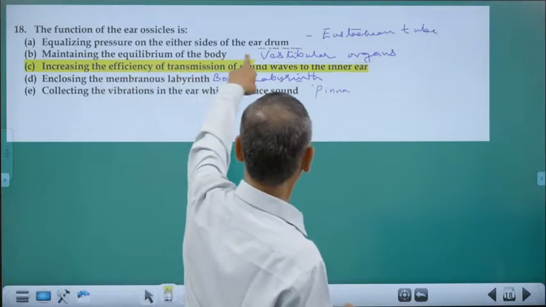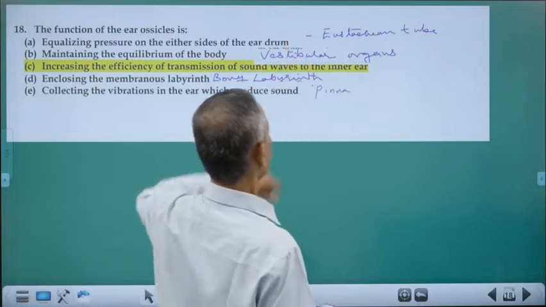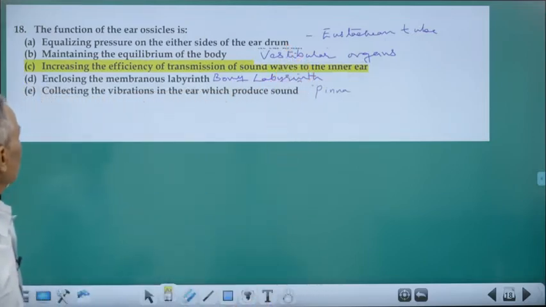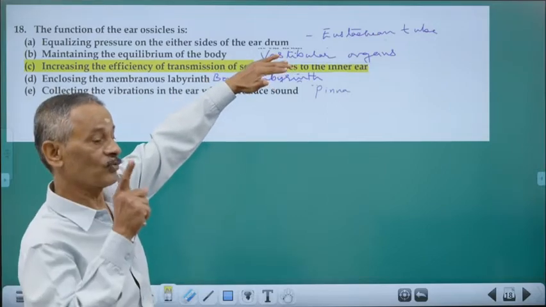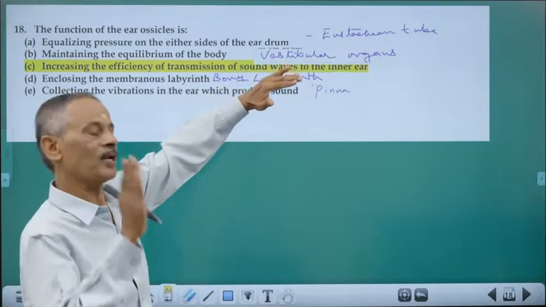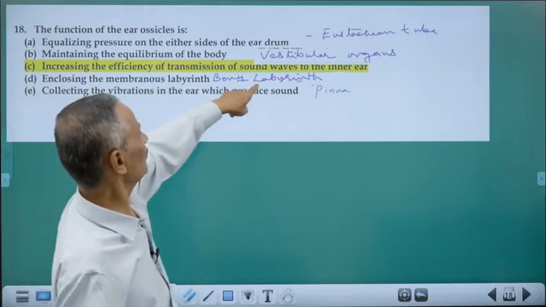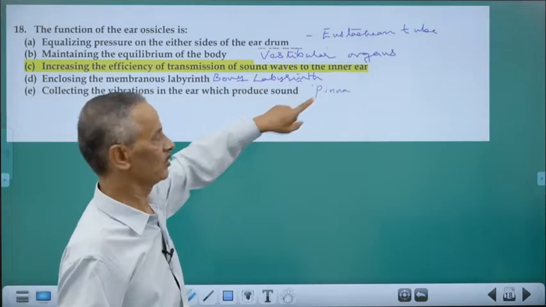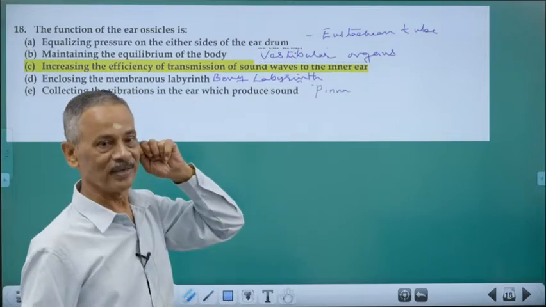Equalizing the pressure on either side is the function of the eustachian tube. Maintaining the equilibrium of the body is the function of the vestibular organs. Increasing the efficiency of transmission is the function of the ear ossicles. It is not only simply conducting, but also amplifying. Enclosed in the membranous labyrinth is the bony labyrinth. Collecting the vibrations in the ear is the function of the pinna.